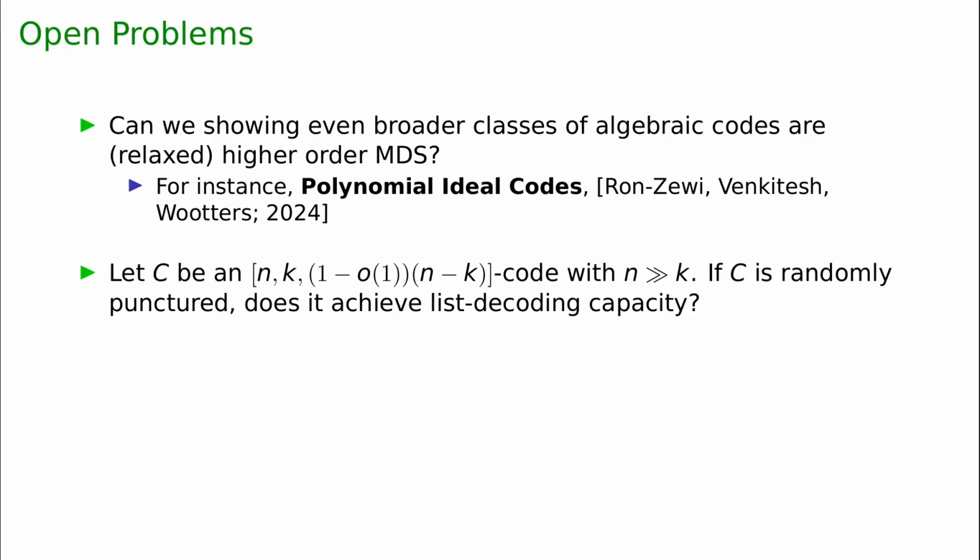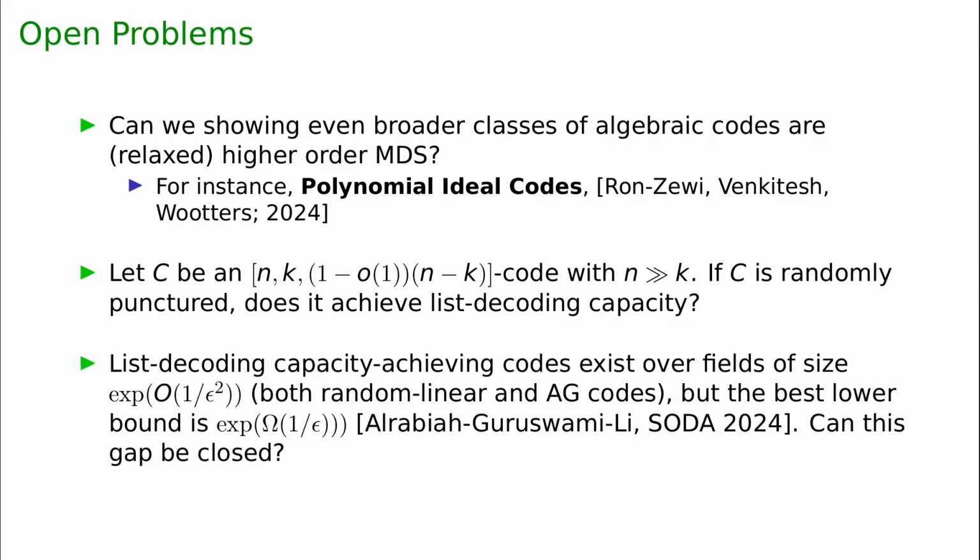Another important question is, let's say I give you a code with high distance. In particular, the code is very good at unique decoding. If we randomly puncture the code, does this also achieve list decoding capacity? I think this would be a very interesting problem to resolve, and it's only known in some special cases.